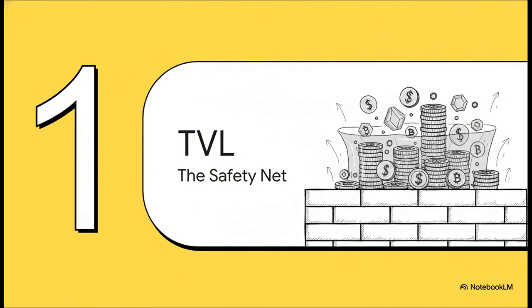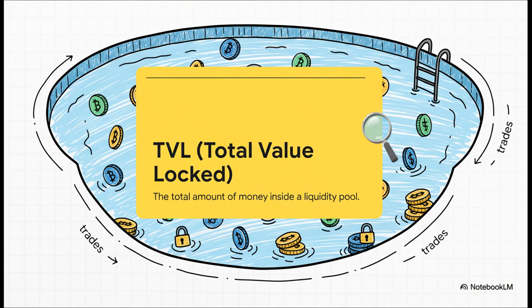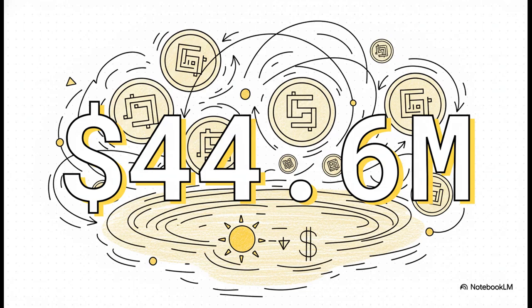All right, first up, let's talk about the bedrock of any solid pool. It's a little something called Total Value Locked, or TVL for short. So what is TVL? Well, the easiest way to think about it is like the depth of a swimming pool. It's literally the total amount of cash that investors have parked inside that pool, securing all the trades. And if we look at our example here, this SOL/USDC pool, we're talking over $44 million locked in. Now that is a pretty deep pool, right?